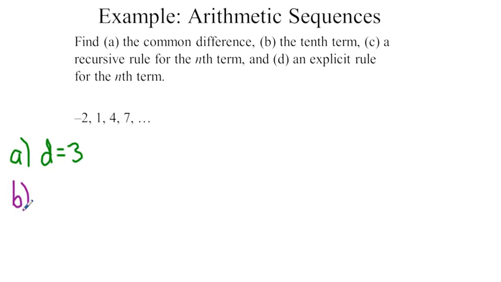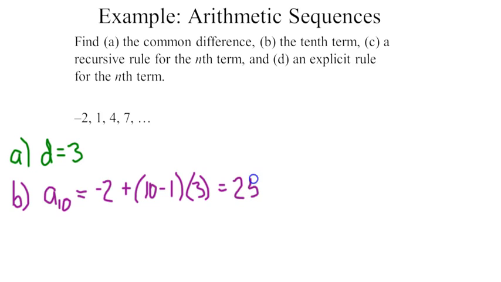For part B, we want to find the 10th term of the sequence. So we're looking for a sub 10. We can use that explicit formula we talked about on the last slide. A sub 10 is equal to a sub 1, which our first term is negative 2, plus n minus 1. In this case, our n value is 10, minus 1, times the common difference, which is 3. Now if we go through that, 10 minus 1 is 9. 9 times 3 is 27. 27 plus negative 2, we get a value of 25. Now for part C, we want to write the recursive rule for the nth term.